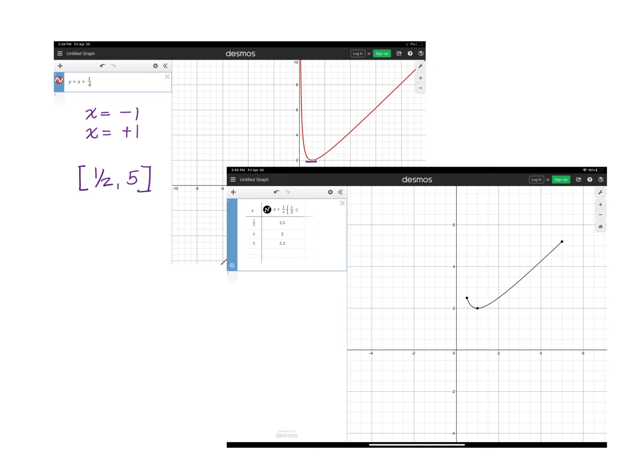But we don't even need to draw the picture. What we can do is test the endpoints and the critical points. Notice the endpoints are 1/2 and 5, so we don't even have to test the critical point at -1 because it falls outside of that interval. So all we need is to find f of 1/2, f of 1, and f of 5. Whatever gives us the largest value will be our absolute maximum, and whatever gives us the least value will be our absolute minimum.